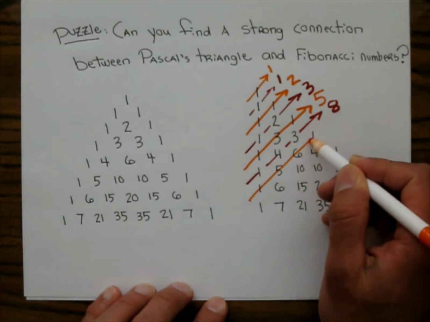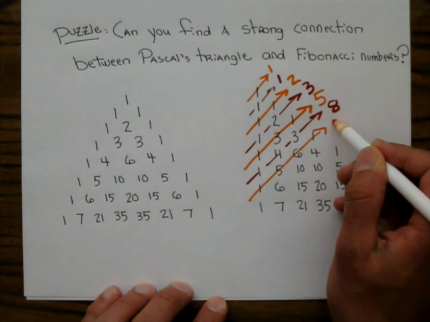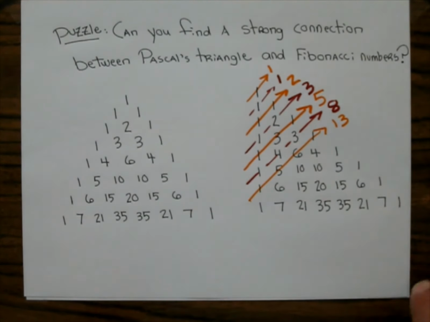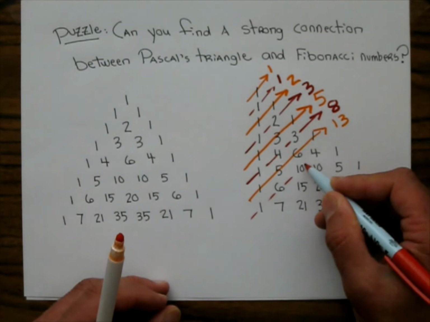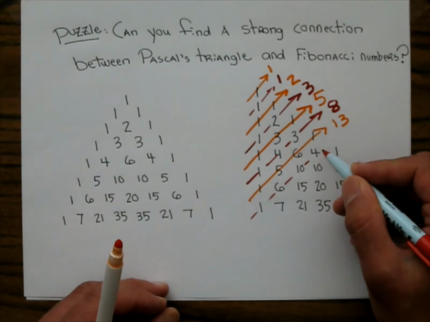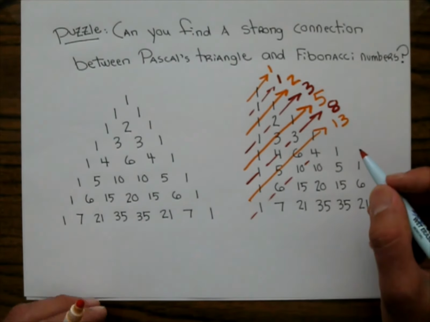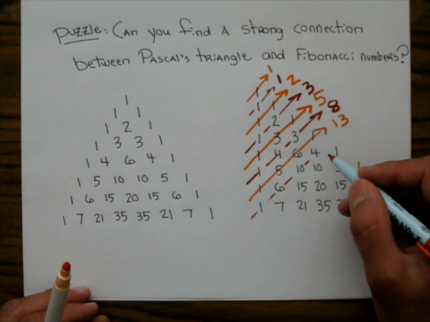This one right here is 13. This guy right here, make sure we're doing this right here.